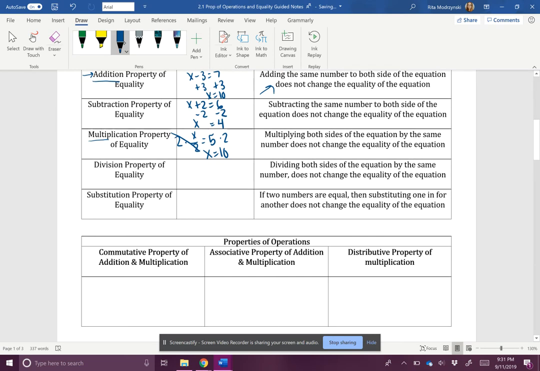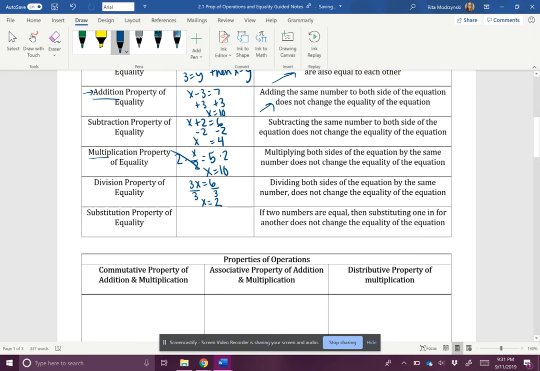The division property of equality. Let's say we had 3x equals 6. If we divide both sides of the equation by a number, in this case 3, it does not change the equality of the equation. 6 divided by 3 would give us 2. So it's kind of self-explanatory, the addition, subtraction, multiplication, and division properties of equality. It's basically why we're allowed to use inverse operations when we solve an equation. Like, again, on the subtraction one, the reason why we were even allowed to say subtracting 2 on both sides is because of this property.